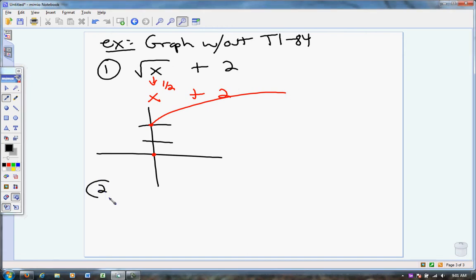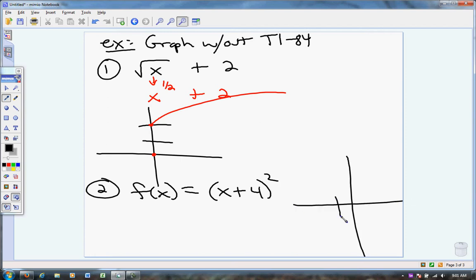Let's do another one. How about f of x equals x plus 4 quantity squared? Which direction is that one going to go? To the left 4 units. This one's easy. It's just our regular quadratic. 1, 2, 3, 4. We move our vertex to the left 4 units, and it would be like that.